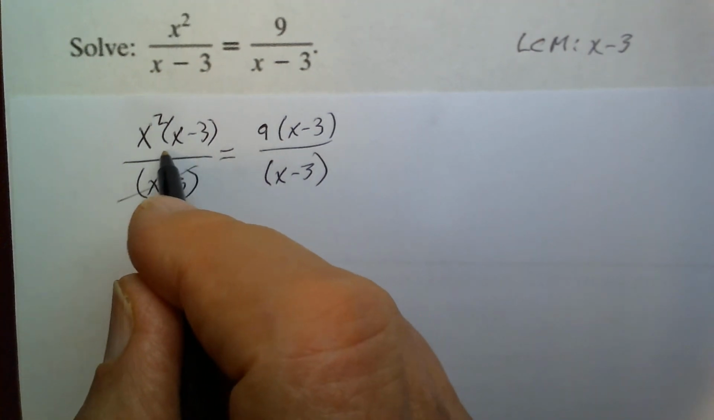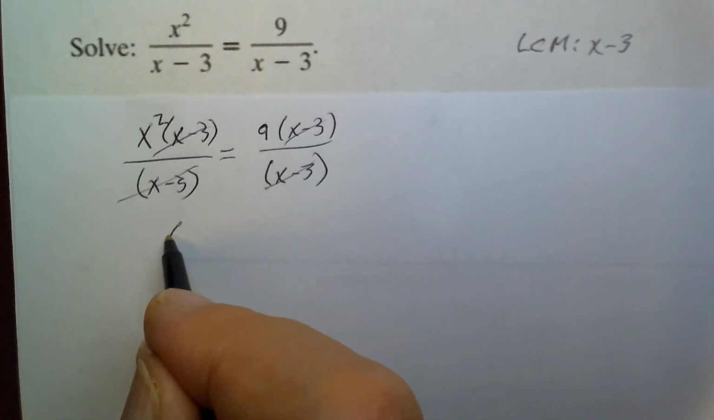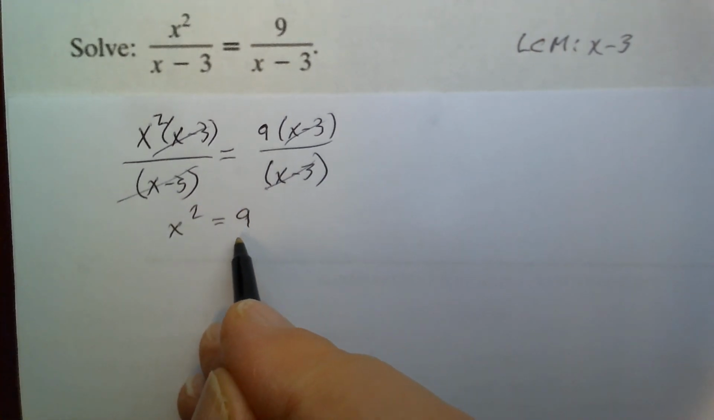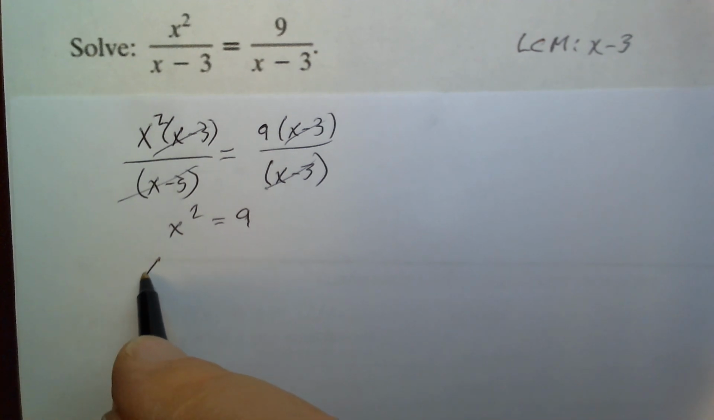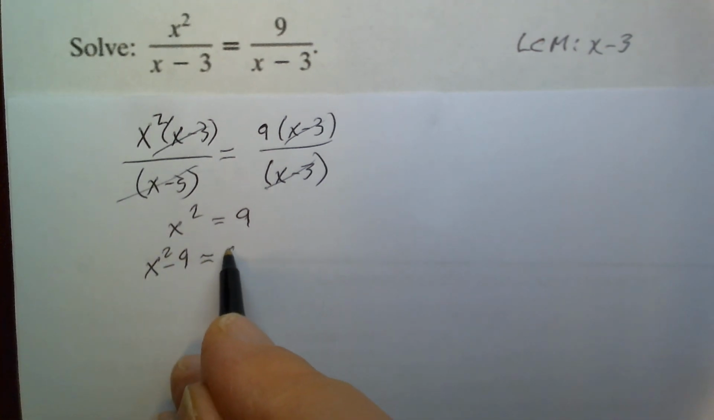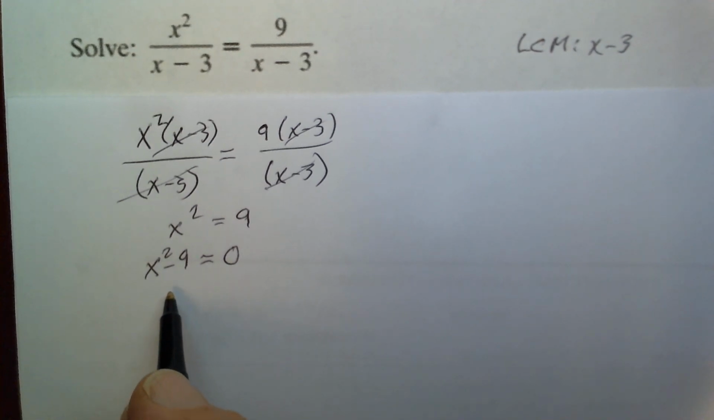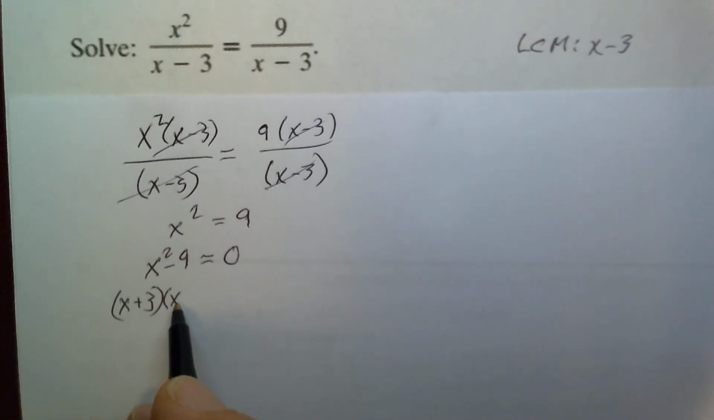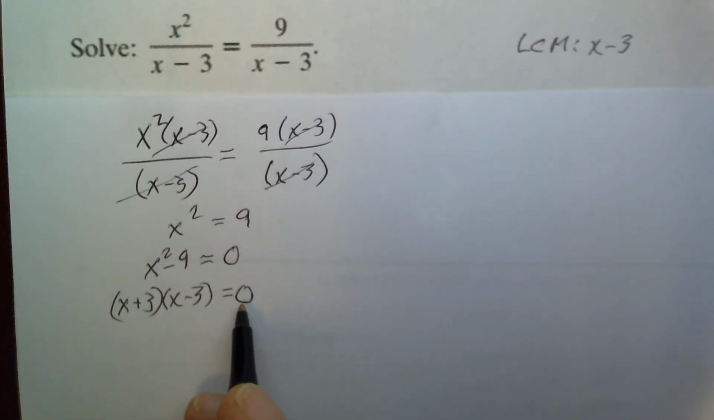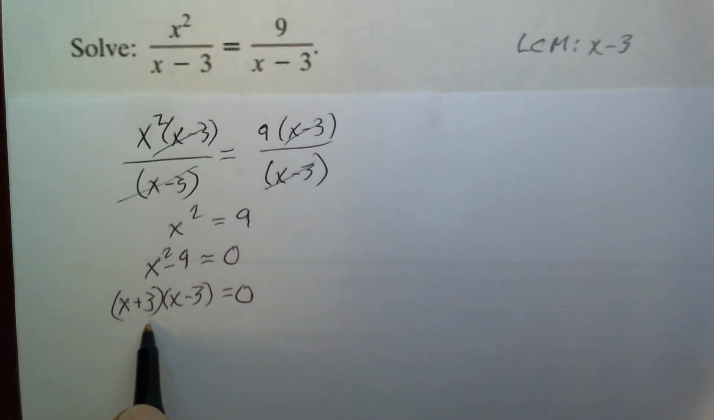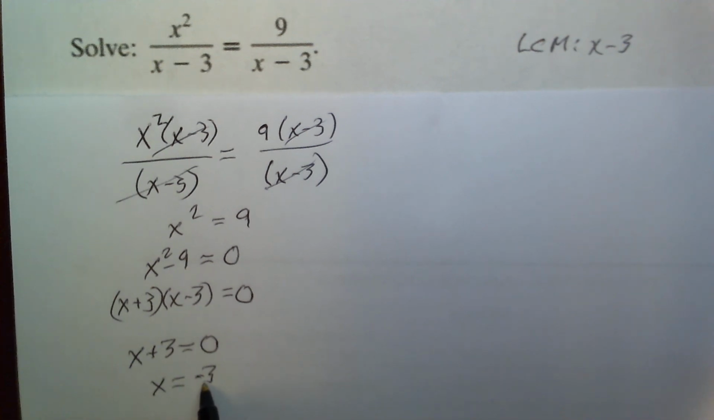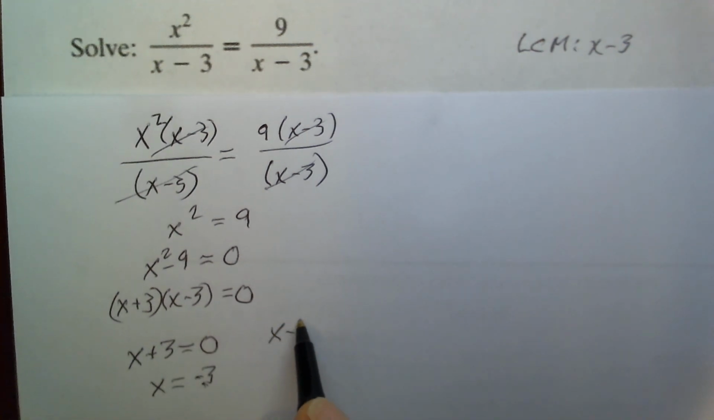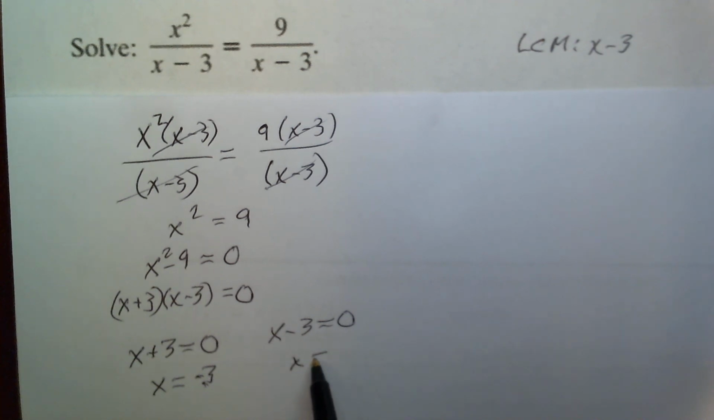Okay, so now we can cancel the x minus 3's. So x squared equals 9, or x squared minus 9 is 0. So in other words, we can now factor x squared minus 9 into x plus 3 times x minus 3 and set each factor equal to 0. When we set the first factor equal to 0, we get x plus 3 equals 0, or x equals negative 3. And when we set the second factor equal to 0, x minus 3 equals 0, then x equals 3.